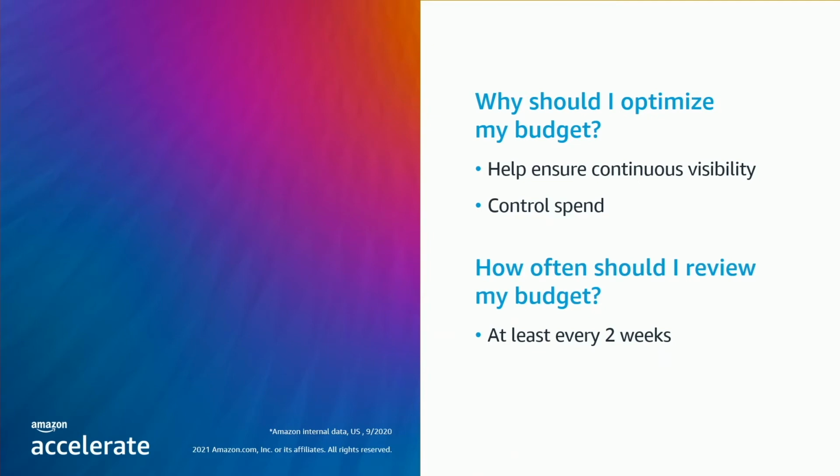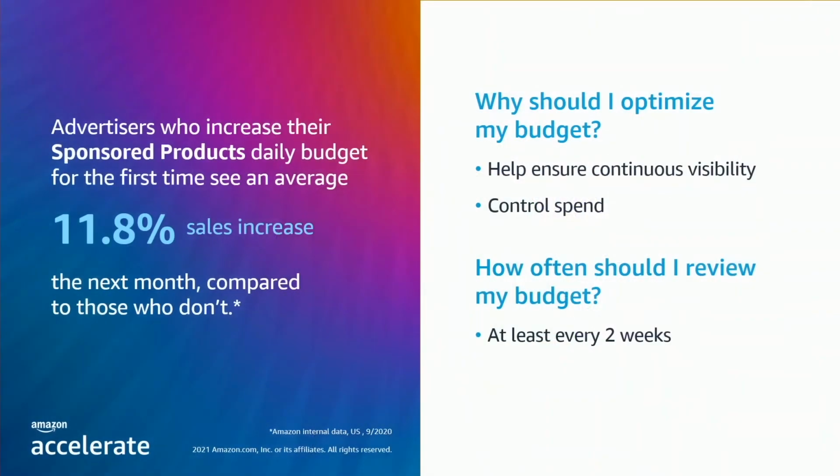The cadence that we recommend is to do a review at least every 2 weeks. As I'm sure you know, it's important to find a balance when adjusting your budget in order to achieve results, but not overspend on your campaigns. Did you know that advertisers who tested increasing their sponsored products' daily budget for the first time saw on average an 11.8% sales increase the next month compared to those who did not? So let's go ahead and take a look at some scenarios that you can use to help find that balance.